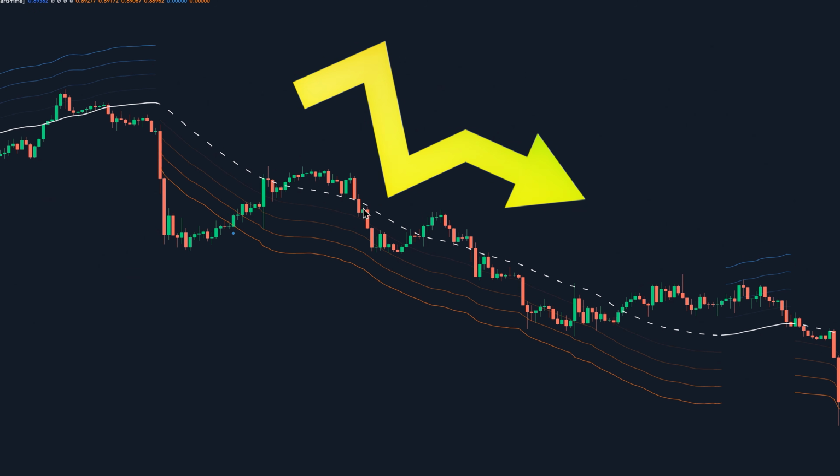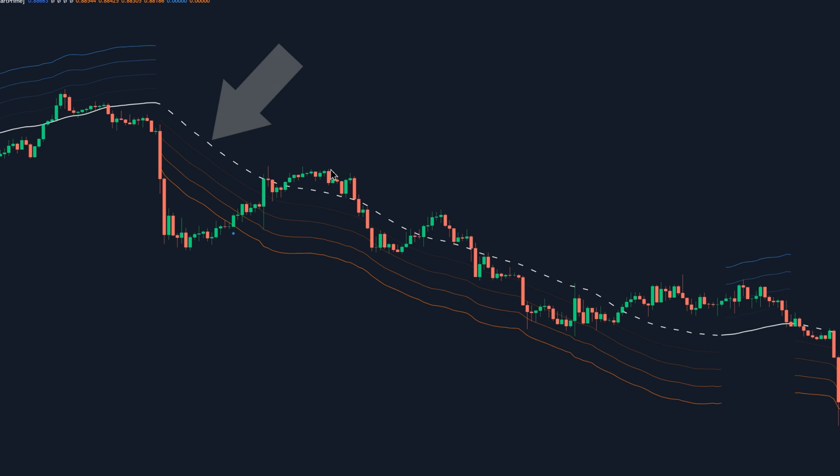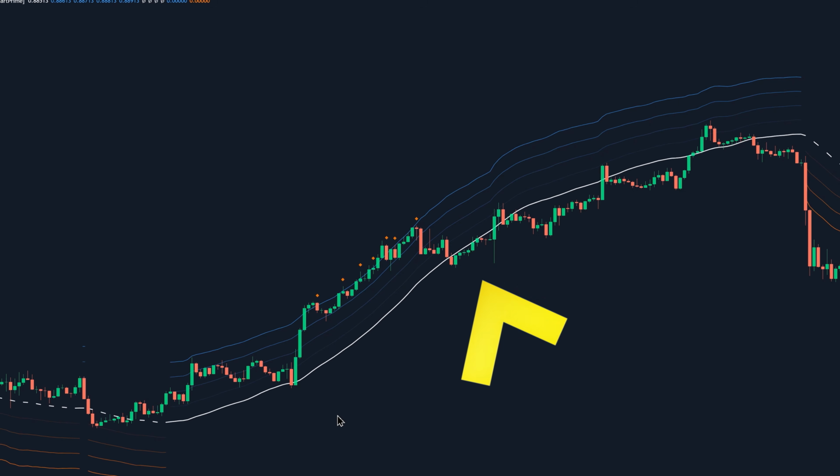For a bearish trend, as mentioned earlier, the basis line is going to be dotted and angled downward like this, with the price consistently trading under it. Conversely, for a bullish trend, it's going to be a solid line angling upward like this, with the price trading above it. Now, whenever you have a bullish trend like this, the only trading opportunities that you're going to be looking for are continuation entries to the buy side or reversal entries to the downside.